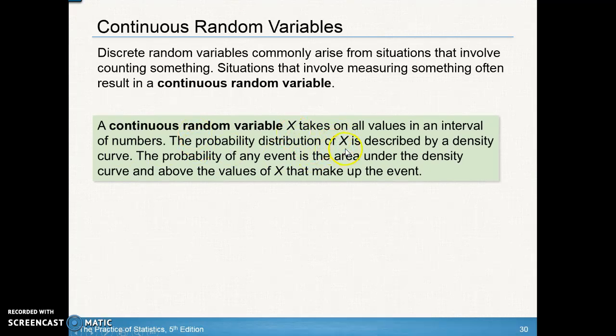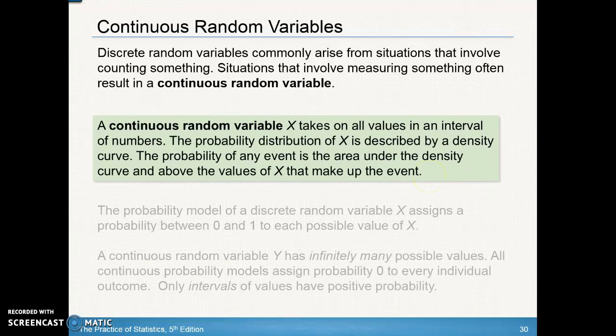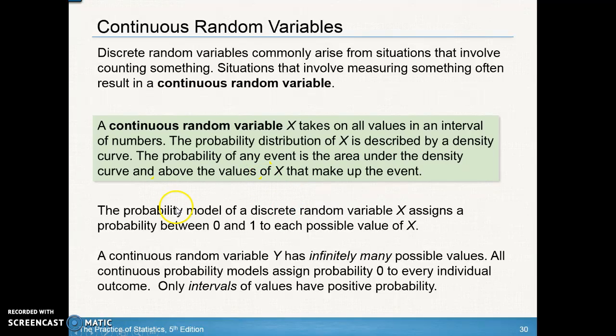The probability distribution of x for a continuous random variable is described by a density curve. So this is pretty much the approximately normal curve that we've talked about in our previous sections. The probability of any event is the area under the curve. Just remember in the previous sections when we took a look at our approximately normal curve, we would always say the probability of something occurring was an interval under the density curve. So we're just going to go back to our normal curve and find probabilities using our normal curve.